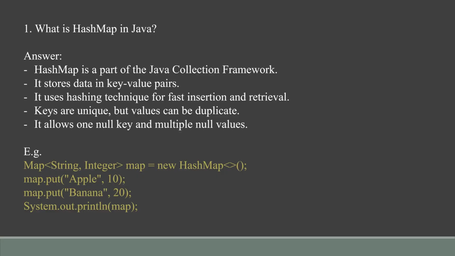What is HashMap in Java? HashMap is a part of Java collection framework. It stores data in key value pairs. It uses hashing technique for fast insertion and retrieval. Keys are unique, but values can be duplicate. Remember, keys are unique and only one null key will be allowed. So here we are inserting three key value pairs into a HashMap.